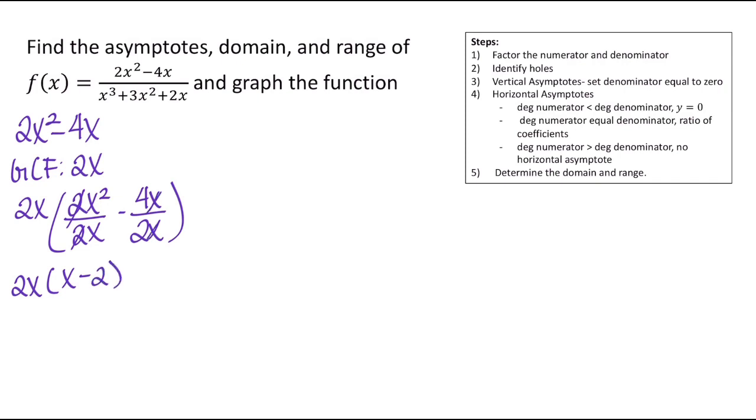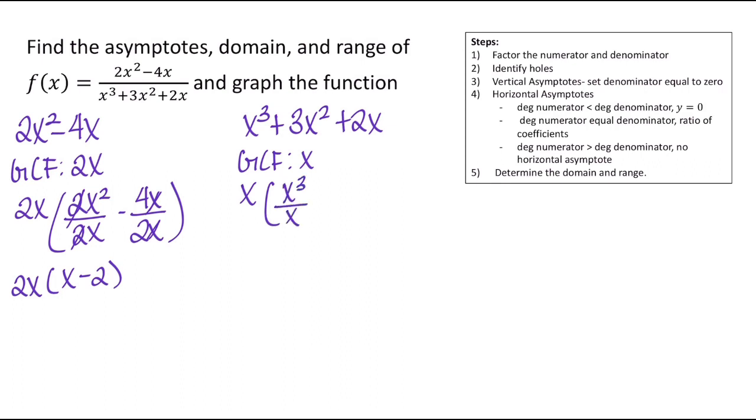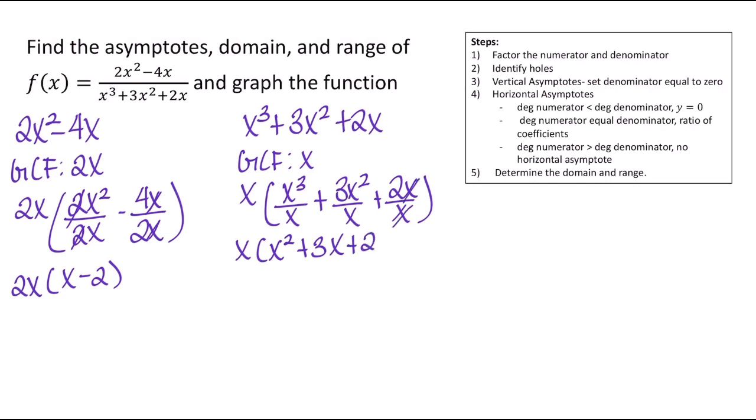Now let's go on and factor the denominator. We have x cubed plus 3x squared plus 2x. The GCF of these three terms is x, so I'm going to go ahead and factor it out. I have x cubed over x plus 3x squared over x plus 2x over x. When I factor that out, I have x times x cubed over x is x squared, plus 3, and then x squared over x, which is x, plus 2, and then the x and x cancel each other out.